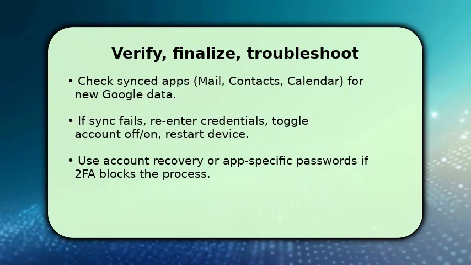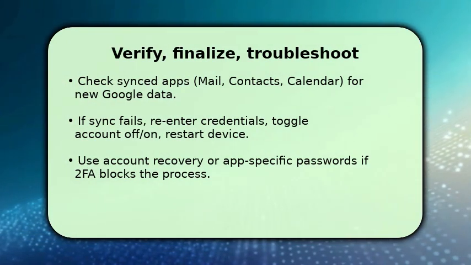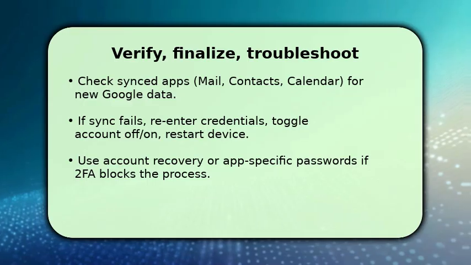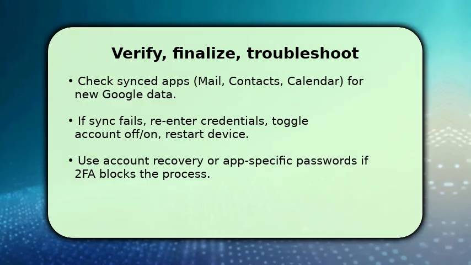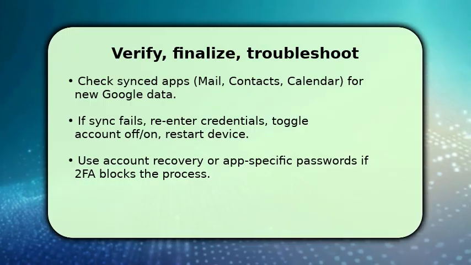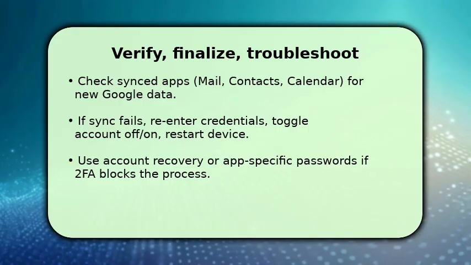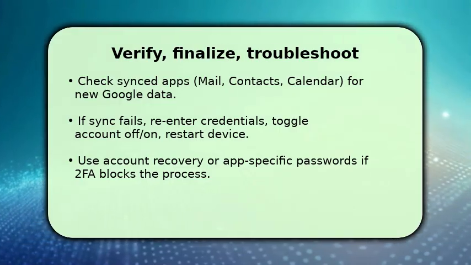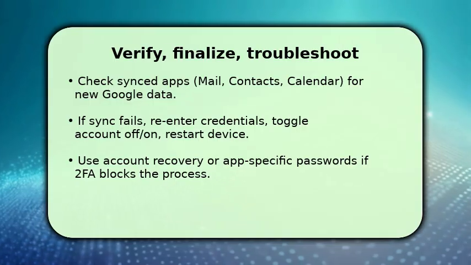Finish by checking that mail, contacts, and calendar show your Google entries. That verifies the link. If items are missing, sign out and back in, or toggle the account off and on to force a refresh. If two-factor authentication or app-specific passwords block access, generate an app password in Google and use it for the account on Apple devices.